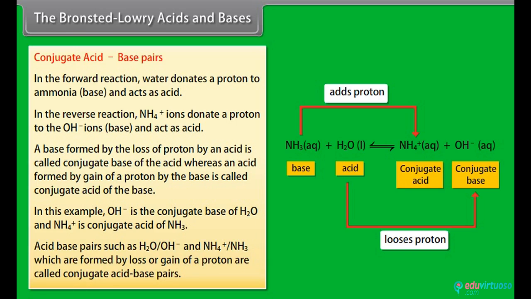In this example, OH- is the conjugate base of H2O and NH4+ is conjugate acid of NH3. Acid-base pairs such as H2O, OH- and NH4+, NH3, which are formed by loss or gain of a proton, are called conjugate acid-base pairs.